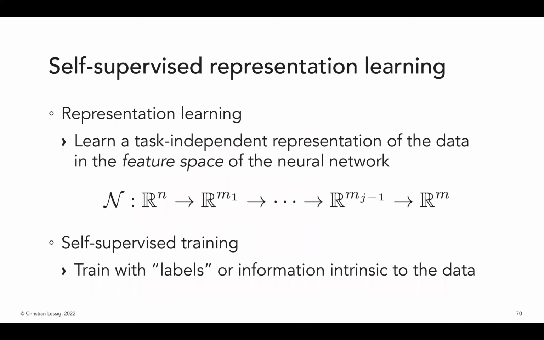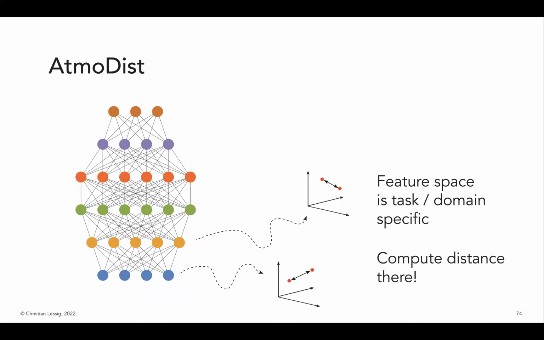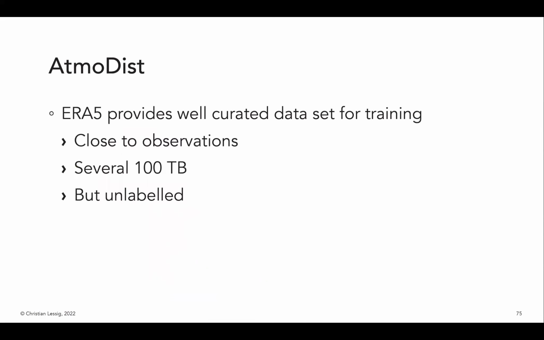How do we do this? We return exactly to these feature spaces in the neural network. These are the intermediate data that arise in the neural network, and these feature spaces are task or domain specific. So we really encode your data, and the idea is to compute the distance in these feature spaces. It's nothing we invented per se, as it has been used a lot in computer vision already based on pre-trained networks, but it hasn't actually been used in, let's call it, the earth sciences.